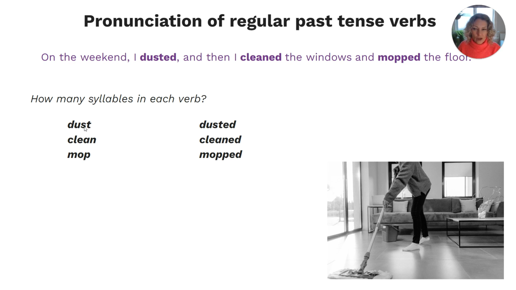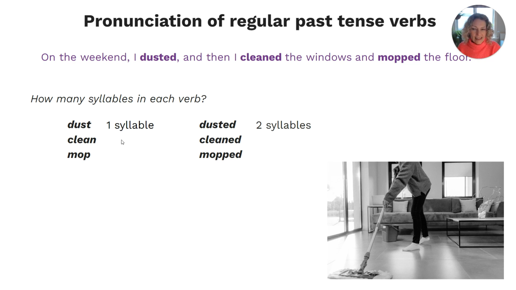So if we look at the verb dust, there's only one syllable in that verb. And when I say syllable, I mean how many vowel sounds do we hear? So dust, there's only one vowel sound. I only hear u, and the rest are consonants. When I make that verb past tense, then there are two syllables. We hear two vowel sounds, dusted, u and i, dusted. So that makes sense, right? We added extra letters, so we have an extra syllable. So yeah, there are two syllables in that past tense verb.